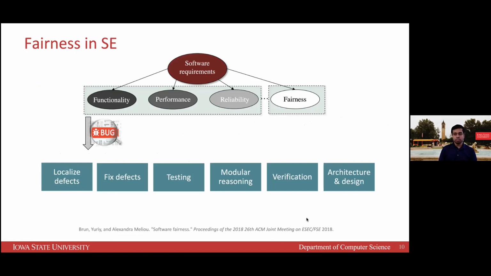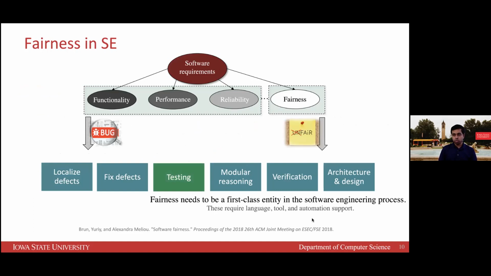So we envision fairness as a similar issue in software engineering, which also needs to be addressed with respect to all of this. Fairness testing has been studied in last couple of years extensively by the community, but we need further tools, methods, or languages to focus on these activities with respect to fairness.